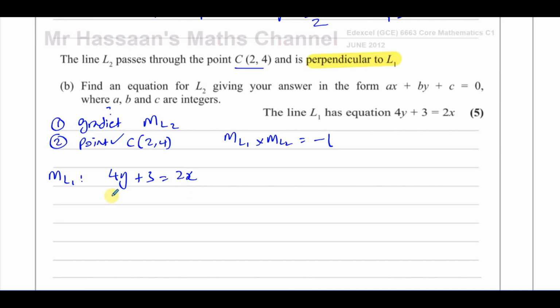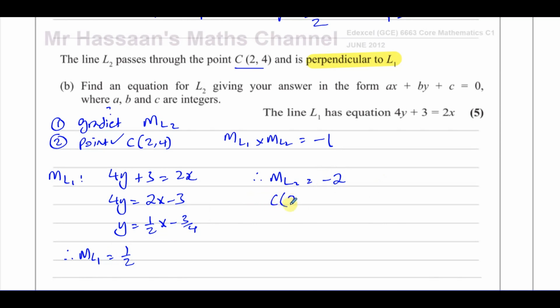So if I subtract 3 from both sides, and then divide by 4, I end up with 2 over 4, which is a half, x minus 3 over 4. So I can see that the gradient of line 1 is equal to a half. Therefore the gradient of line 2 has to be the negative reciprocal of a half. We change its sign and turn it upside down, so it becomes -2 over 1, which is -2, and it goes through the point C, which is (2, 4). This is enough for us to find the equation of the line.